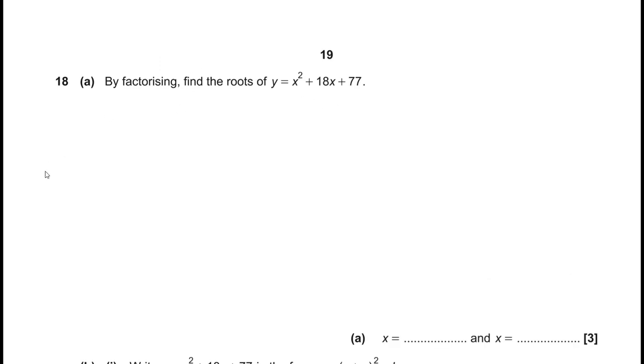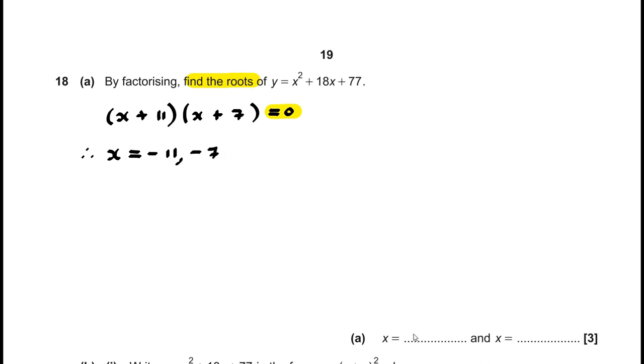Question number 18. Part A, by factorising, we have to find the roots of y equals x squared plus 18x plus 77. Well, if I factorise, I would have x plus 11 multiplied by x plus 7. And if I find the roots, that means I need to set this equation equal to 0. Either x plus 11 equals 0, in which case x is negative 11, and if x plus 7 is 0, that means x is negative 7. So we have negative 11 and negative 7.